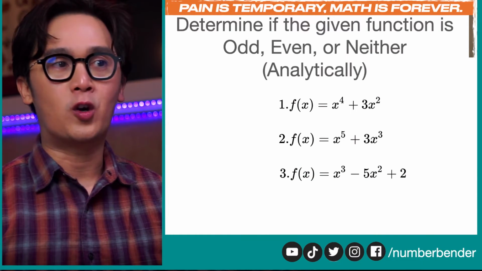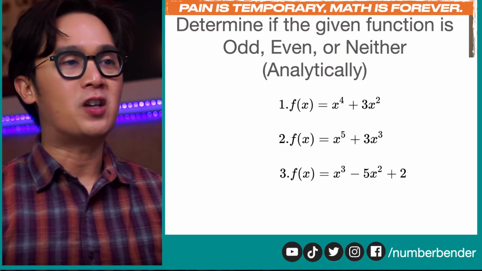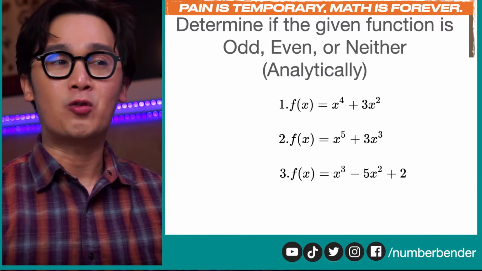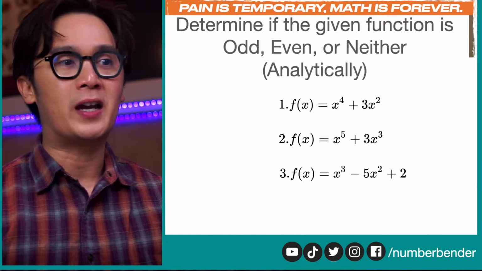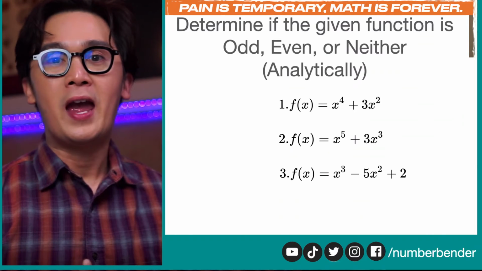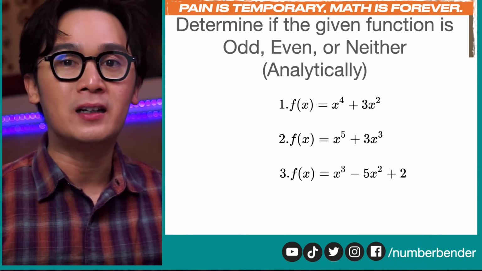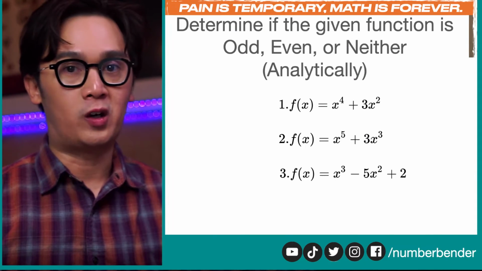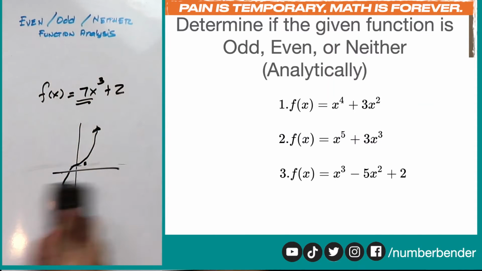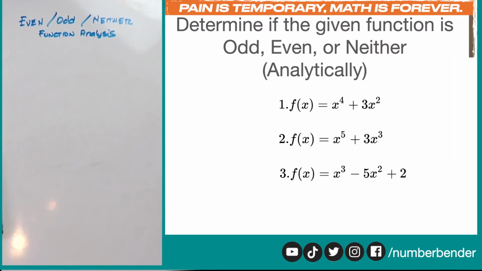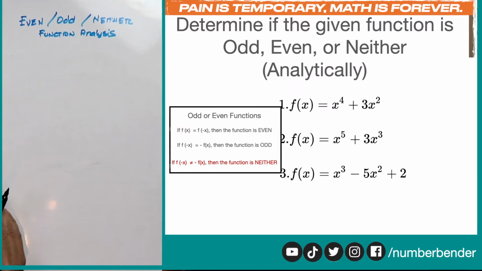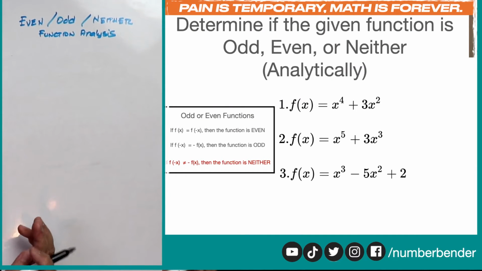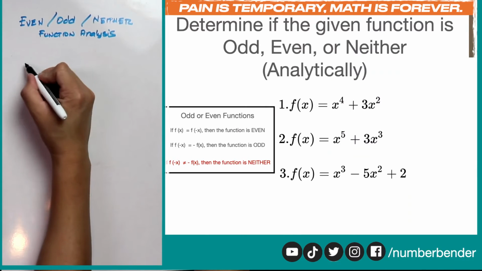We have x to the fourth plus 3x squared, x to the fifth plus 3x cubed, and x cubed minus 5x squared plus 2. And we're going to analytically figure out if each function is odd or even. So let's start with the first function. By using our conditions, here are the three conditions. Let's see which condition will be satisfied by the first one.